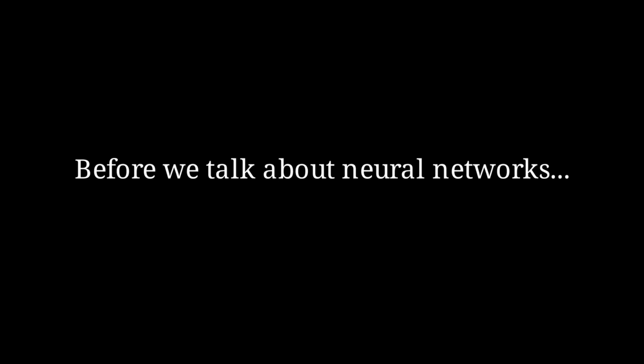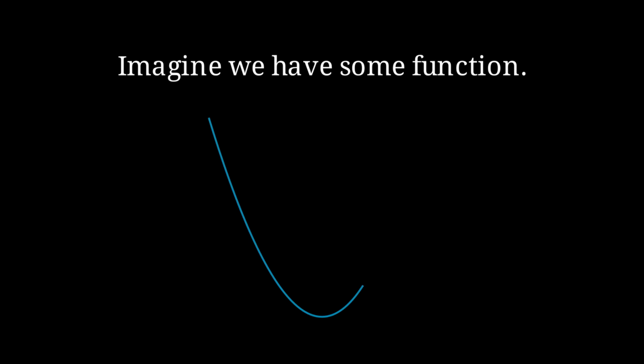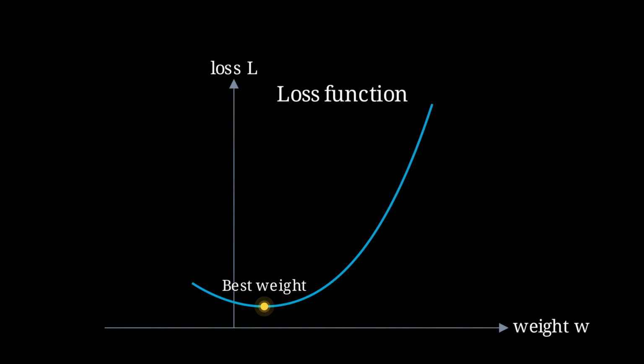Before we talk about neural networks, first we need to understand how learning works. Imagine we have some function. This function measures loss. Loss means how wrong the model is. The higher the loss, the worse the model. The lower the loss, the better the model. On this graph, the horizontal axis is the weight and the vertical axis is the loss. We want to find the best weight. The best weight is the one that gives us the smallest loss.